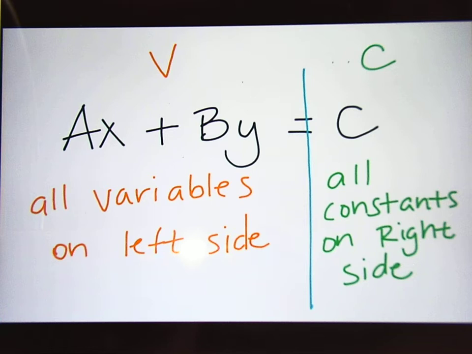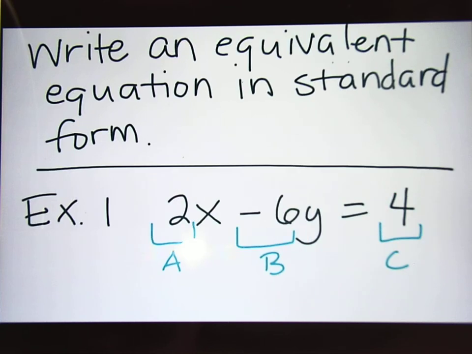So this is one little helpful tip when rewriting equations in standard form. You have all your variables on the left side and all of your constants on the right side of the equal sign. Alright, so now for our subtitle, we're going to write an equivalent equation in standard form. Here we have example 1. 2x minus 6y equals 4. And again, as you can see, this equation is already in standard form.